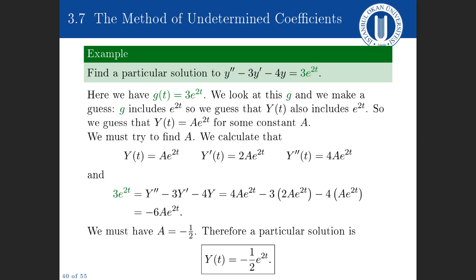Let me repeat this idea. We look at our green function, 3e to the power 2t. What type of function is it? It's a number multiplied by an exponential function. So we guess that our particular solution is the same type of function. We guess that we also have a number multiplied by e to the power 2t. And then the work in the calculation is just to find out what number it would be. Most of the calculation on this slide is to find that a must be minus a half. And then we're done.